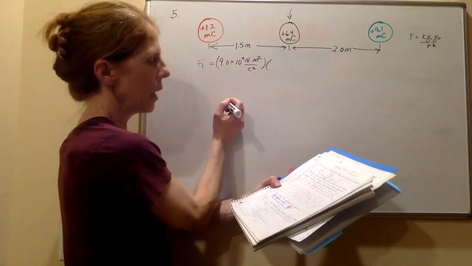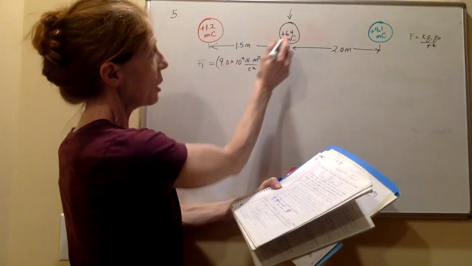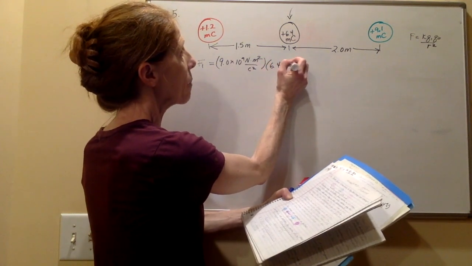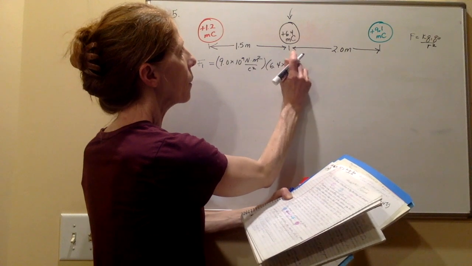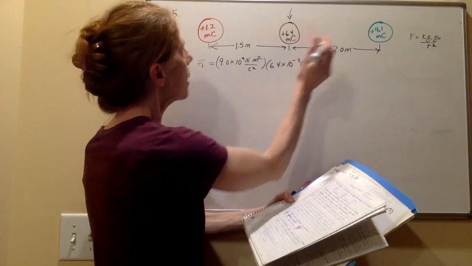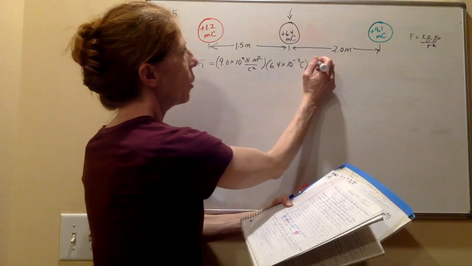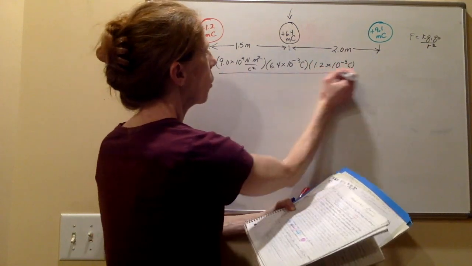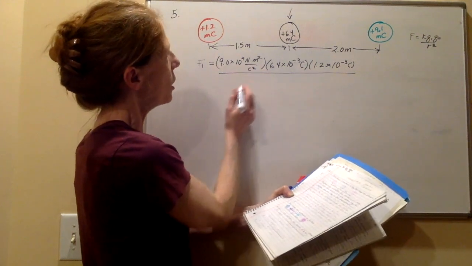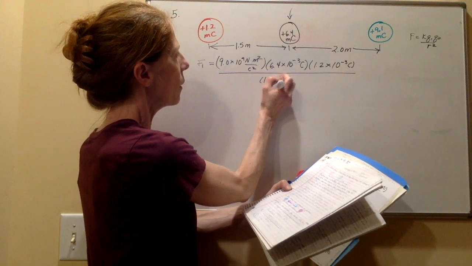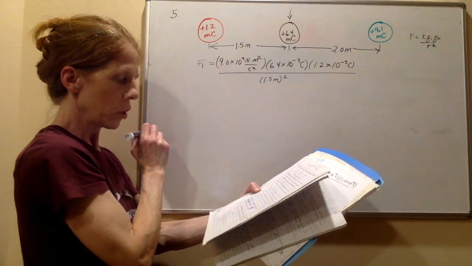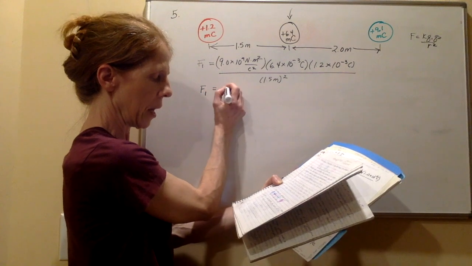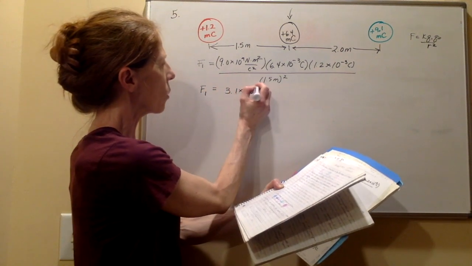Our charges are 6.4 times 10 to the negative sixth, because it's a microcoulomb, coulombs, times 1.2 times 10 to the negative sixth coulombs, all over the distance squared, which is 1.5 meters squared. When I do all of that, I have two sig figs, so my initial force is going to be 3.1 times 10 to the 4th newtons.